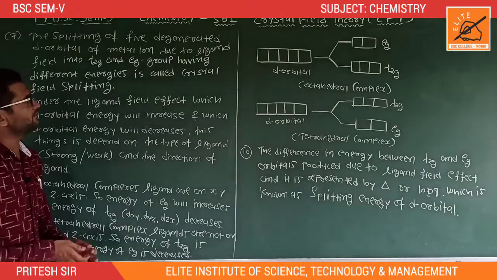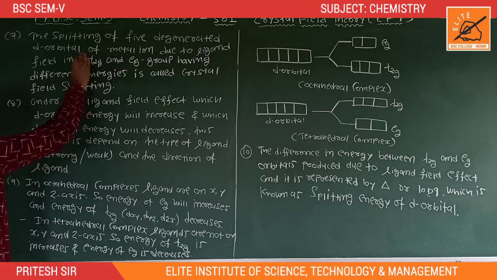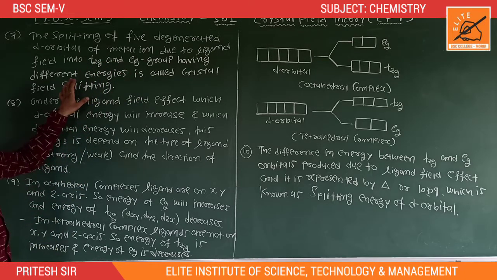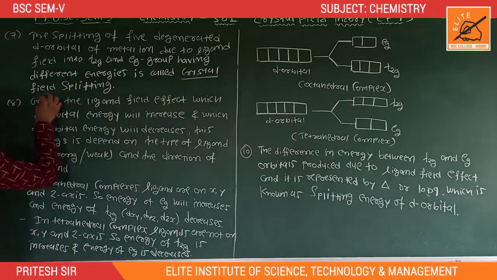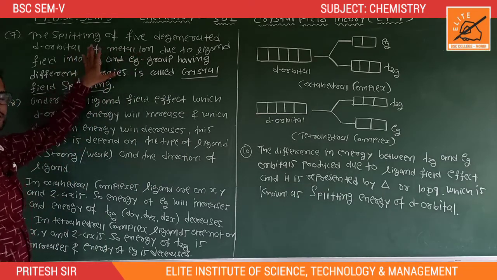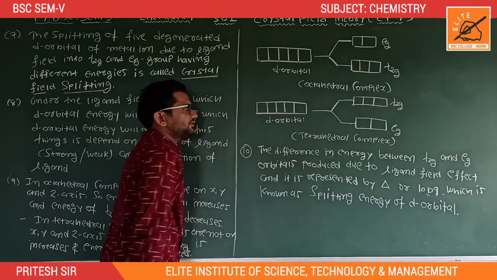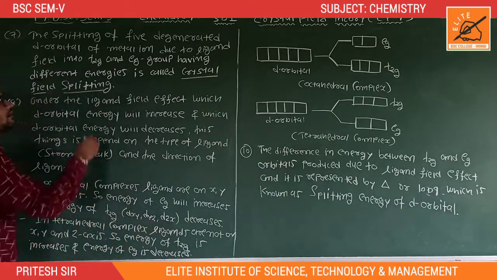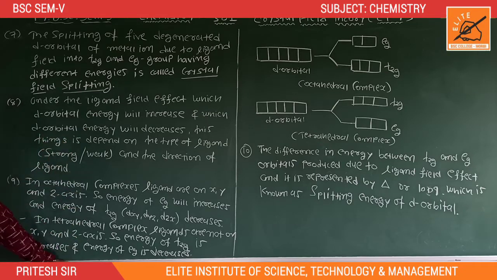Okay, so the seventh characteristic of crystal field theory is that the splitting of the 5 degenerate d orbitals of the metal ion due to the ligand field effect into T2g and Eg groups having different energy is called crystal field splitting. Okay, so the splitting of the 5 d sub-orbitals into two parts, the first one is T2g and another one is Eg, due to the ligand field effect.